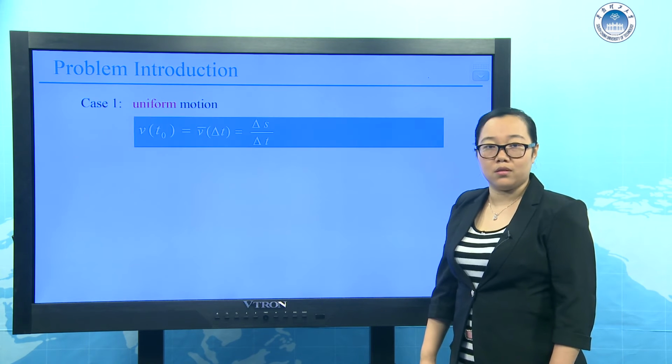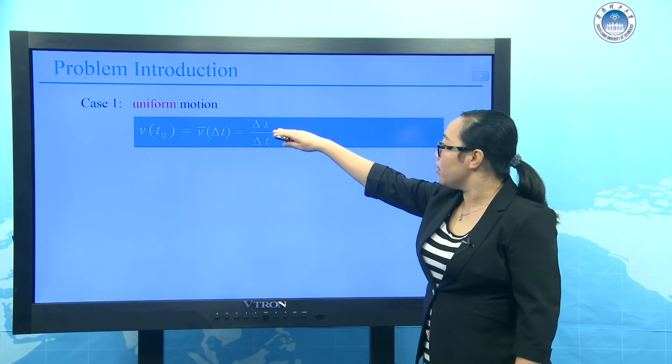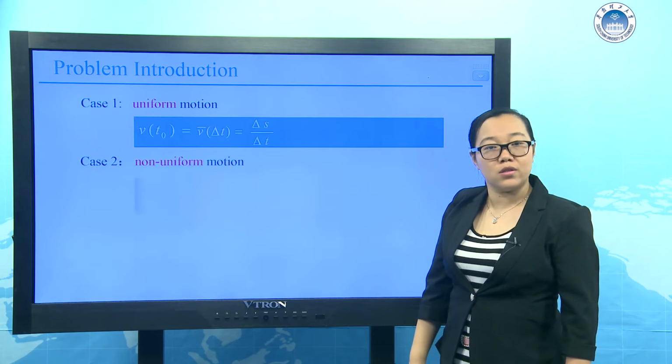There are two cases. Case 1, if the linear motion is uniform motion, now the question is simple. At this time, the instantaneous velocity v(t0) equals v bar, which means equals s over t. Look at case 2.